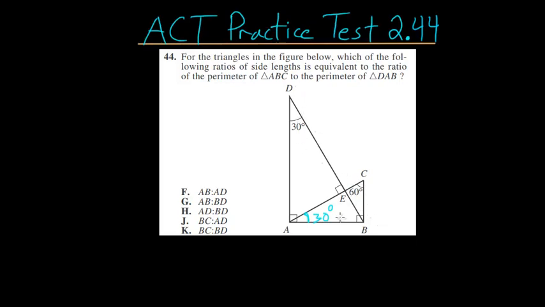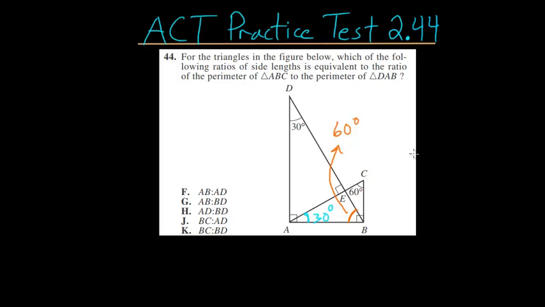And looking at this bigger triangle, DAB, you can make the same conclusion, but for this angle down here, since this is a right angle, 90 degrees, and this is a 30-degree angle, 90 plus 30 gives you 120, and the difference between 180 and 120 is 60. So this angle right here, we know is 60 degrees. So in conclusion, both of these triangles are 30, 60, 90 right triangles.